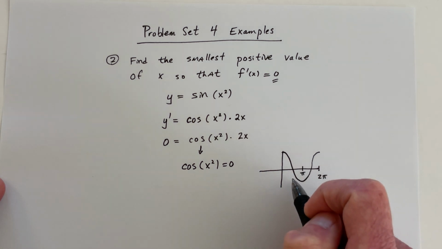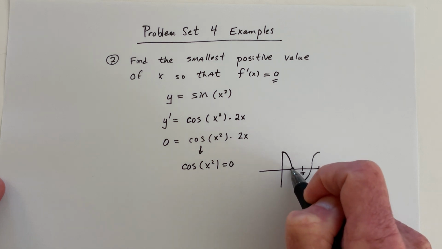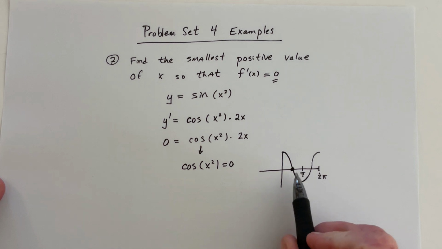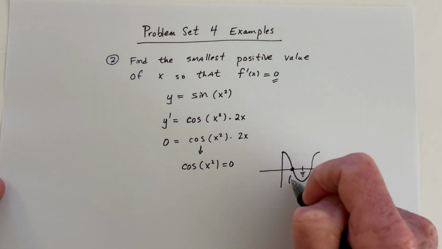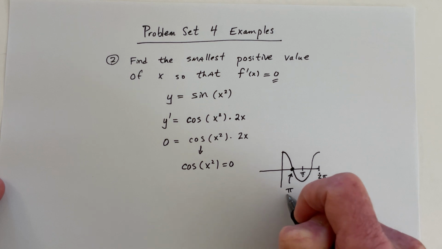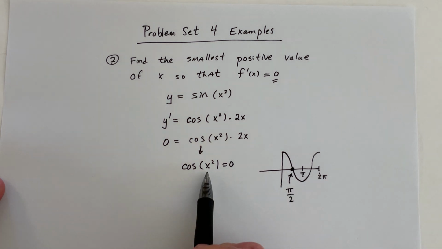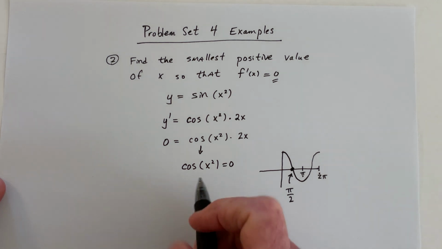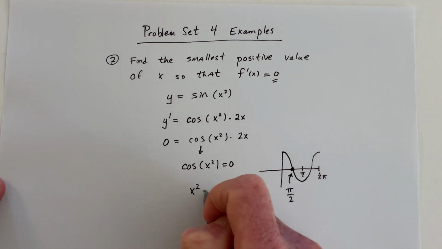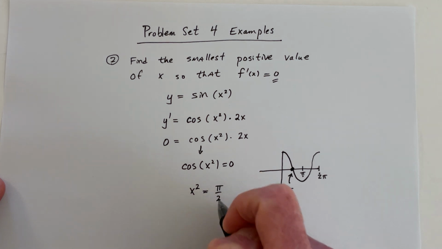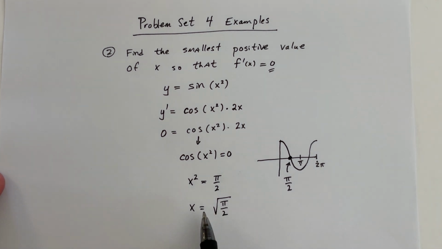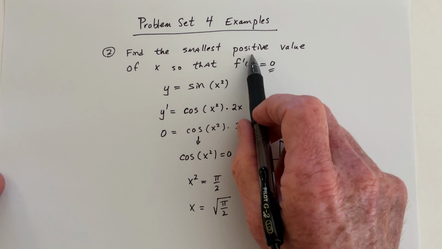And the first time it equals 0 is right here. So this is 2 pi, in the middle would be pi, and then this is going to be pi over 2. And if this just said x, I would just say x equals pi over 2 and be done with it. But this does say x squared, so I need to say x squared equals pi over 2, and then solve for x by taking the square root. Usually when I do square root, I do put plus and minus, but this said keep it positive.